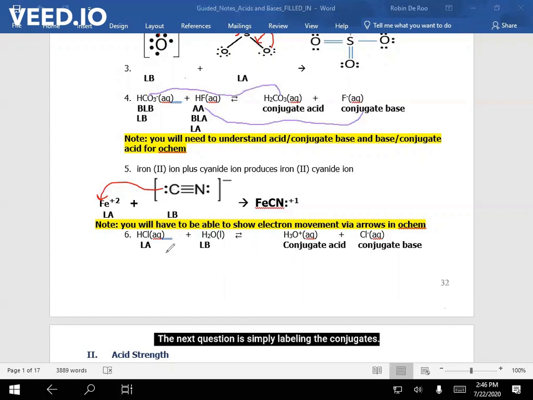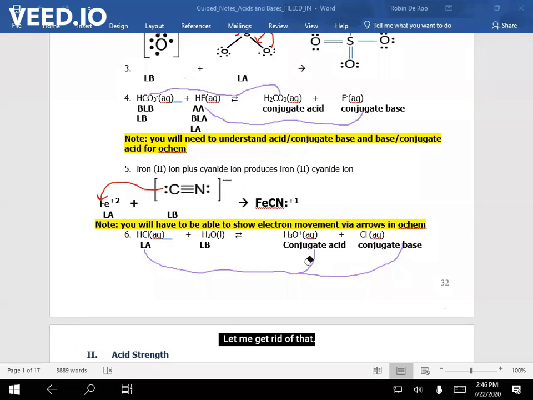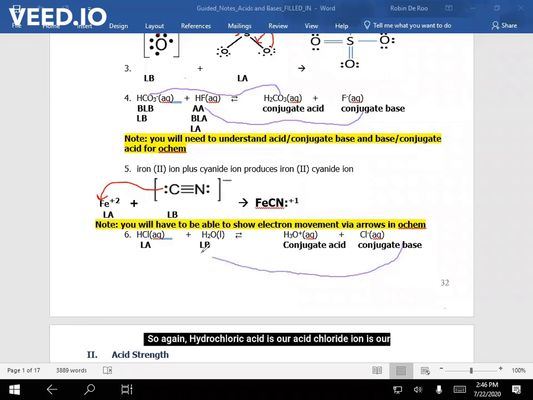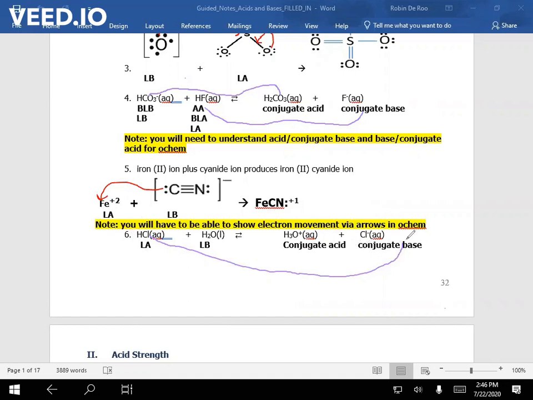The next question is simply labeling the conjugates. So the hydrochloric acid is our acid. The chloride ion is our conjugate base. So again, hydrochloric acid is our acid. Chloride ion is our conjugate base. In this case, we have water as our Lewis base, and we have hydronium ion as our conjugate acid.